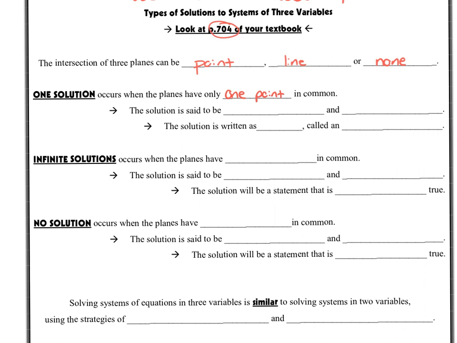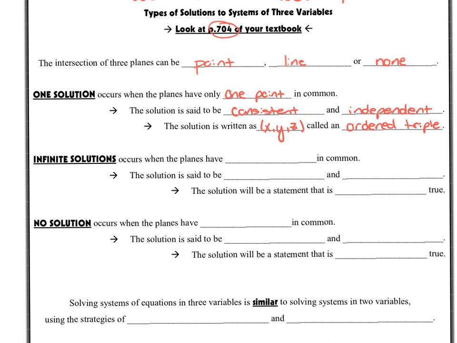That solution is said to be consistent. Sometimes this vocabulary gets difficult for students. Consistent and independent. Depending on your teacher and how much they use that vocabulary, you might need to be more familiar than others. The solution is written as x, y, z. Now, certainly your variables might not be x, y, z. We just put them in alphabetical order, and it's called an ordered triple. Just like we have ordered pairs, since we have three, we have an ordered triple.